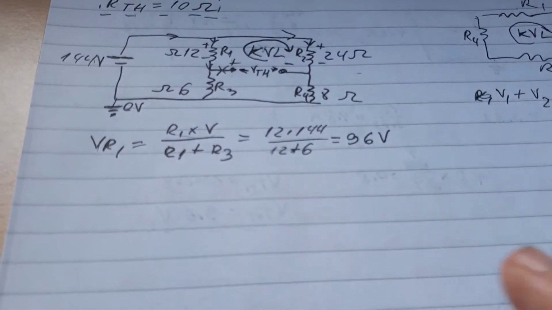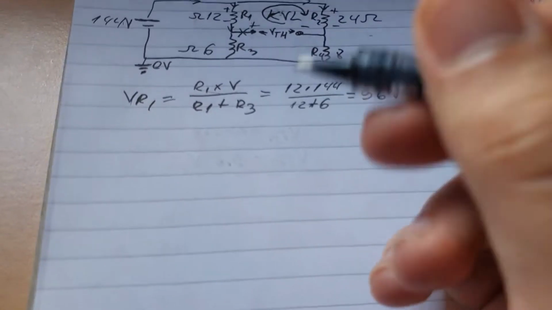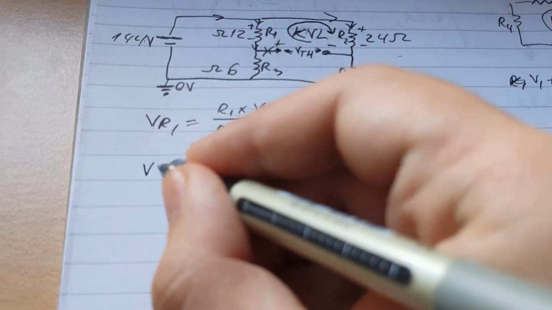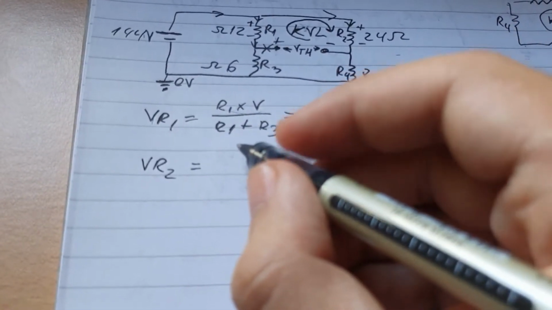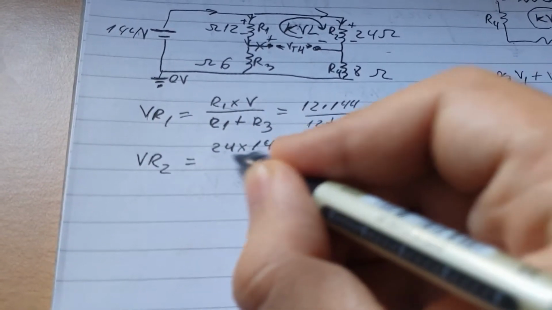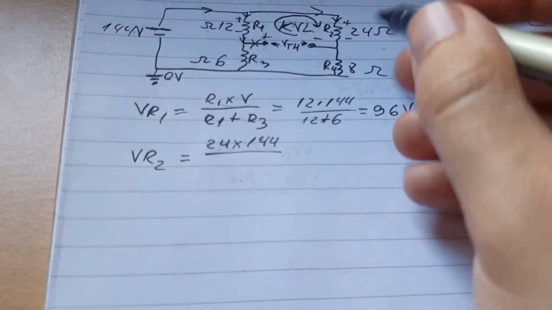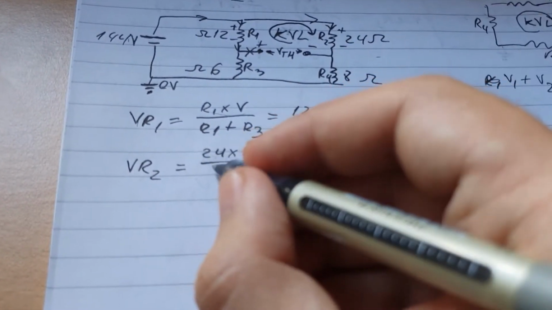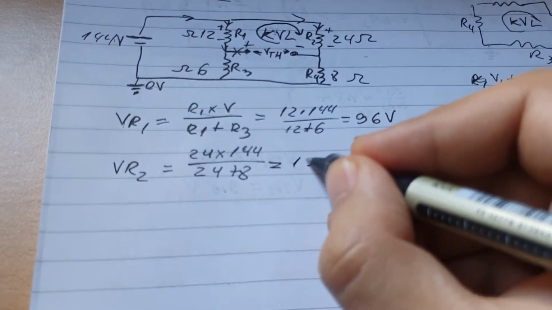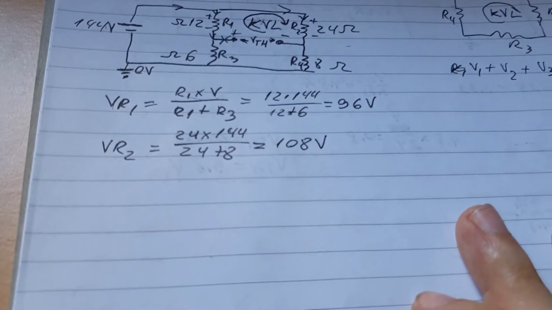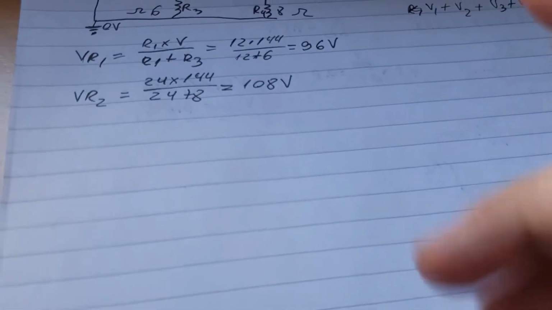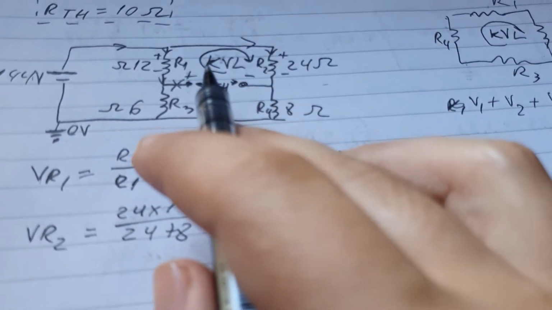So yeah, now let's calculate the next one, which will be this one here, R2, and we apply the same formula. So VR2 is equal to, we calculate first the current, which is 24 times 144 over the total resistance, because they are resistances in series, we just add them together, and that one will be equal to 108 volts. Okay, now we have to apply Kirchhoff's voltage law. So as Kirchhoff's voltage law, we can see here what we need to do.